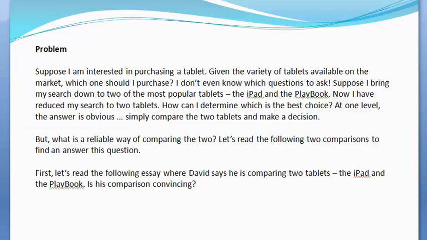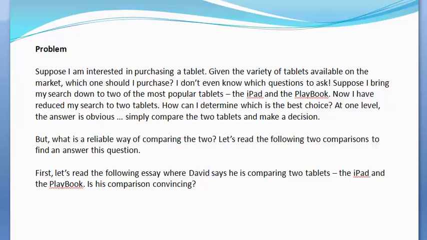Problem. Suppose I'm interested in purchasing a tablet. Given the variety of tablets available on the market, which one should I purchase? I don't even know which questions to ask. Suppose I bring my search down to two of the most popular tablets, the iPad and the Playbook. Now I have reduced my search to two tablets. How can I determine which is the best choice?